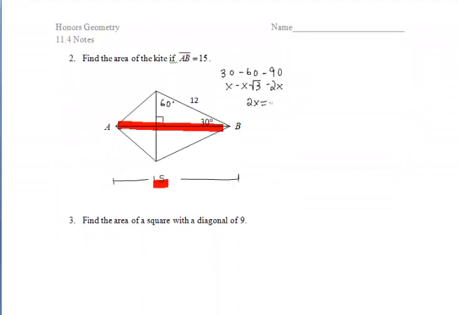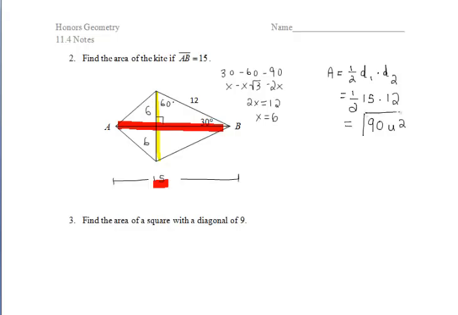For number 2, we should be recognizing the fact that we have a 30, 60, 90 triangle to work with. We're given a side across from the 90-degree angle. That means that x has a value of 6. So one diagonal has a length of 15, which they gave us. The other one has a length of 12 for a final answer of 90 units squared.